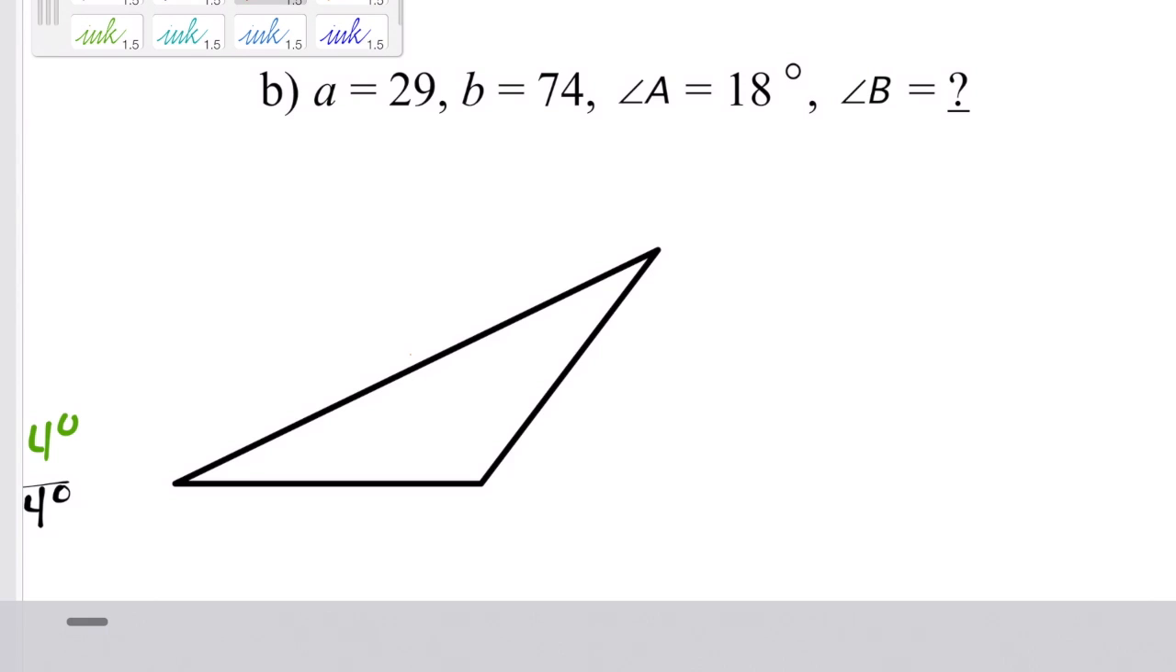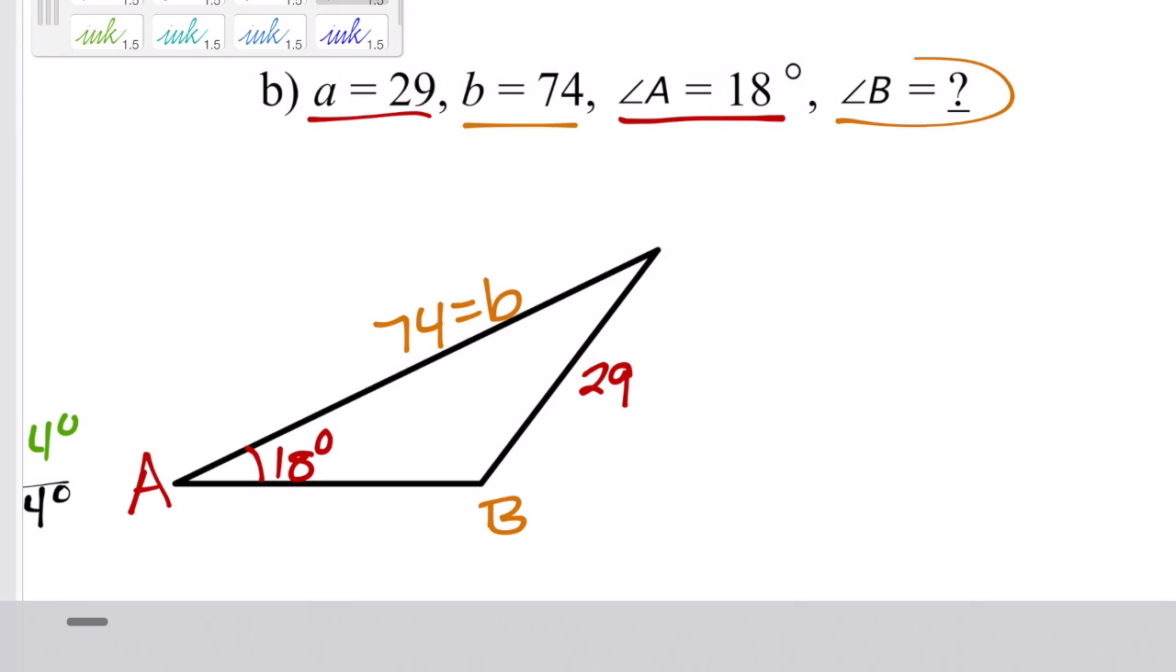All right, so I've moved the triangle a little bit because it does tell me that angle A is 18 degrees. So I'm going to say that's going to be a lot smaller than this, but I did want to maybe scale it just a tiny bit. And so side A is going to be 29. And it looks like side B is quite a bit larger, so I'm going to just put B here for funsies. And they want us to figure out what angle B is.